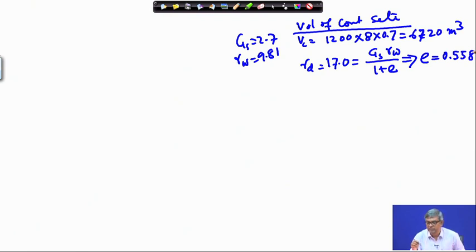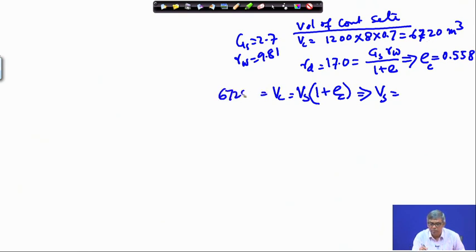Then if I know this, I can find out Vc, the compacted volume of soil, where there will be solids and voids. So, I can imagine Vs and Vv. If I write it in that form, Vc equals Vs into 1 plus ec, since this is the constructed site. Because ec can be substituted here and Vc is known, which is 6720, from there we will get Vs equal to 4313.